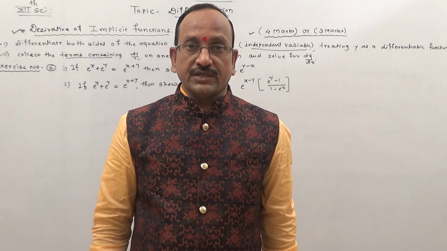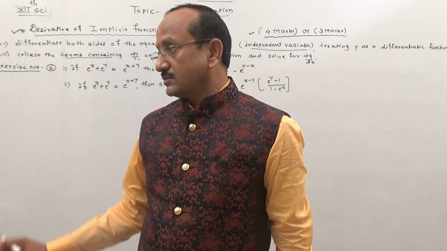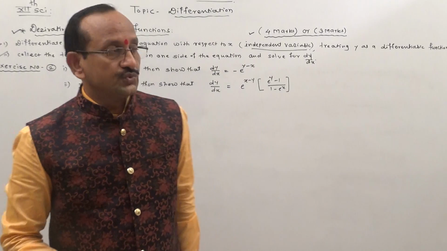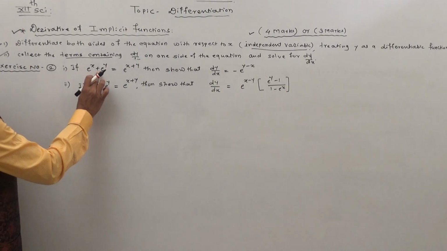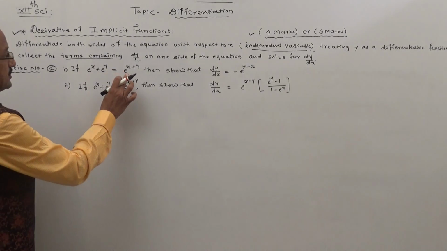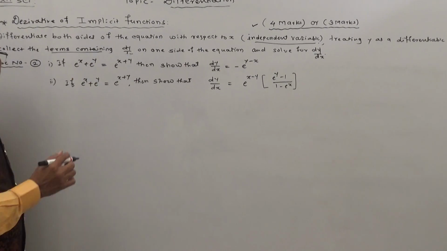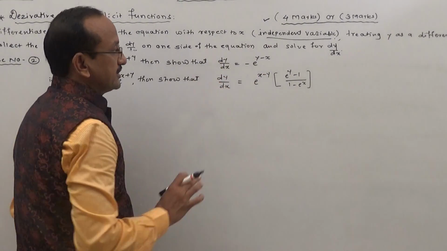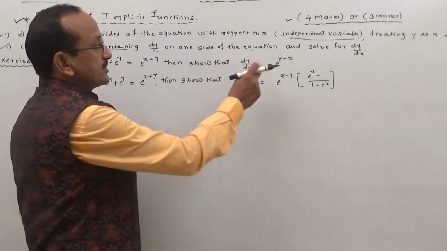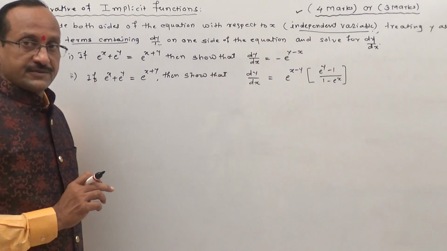Now today we will learn exercise number 2. If e raised to power x plus e raised to power y is equal to e raised to power x plus y, then show that dy by dx is equal to minus e raised to power y minus x.